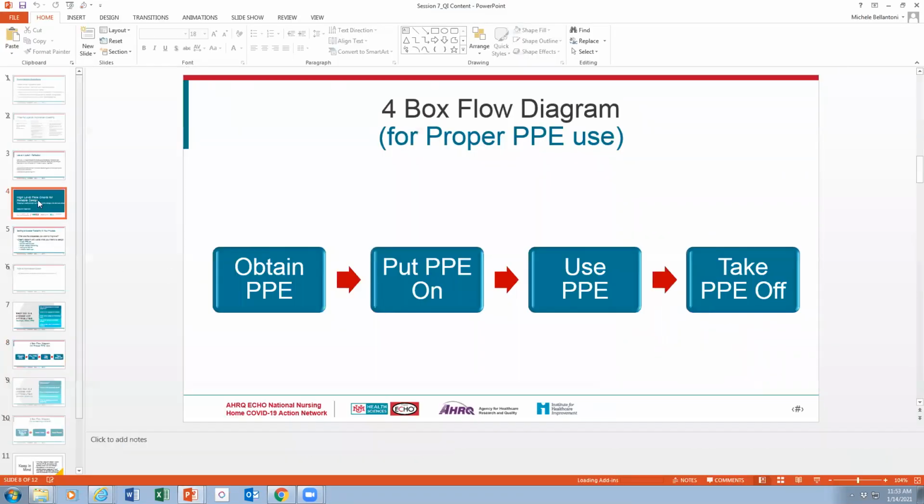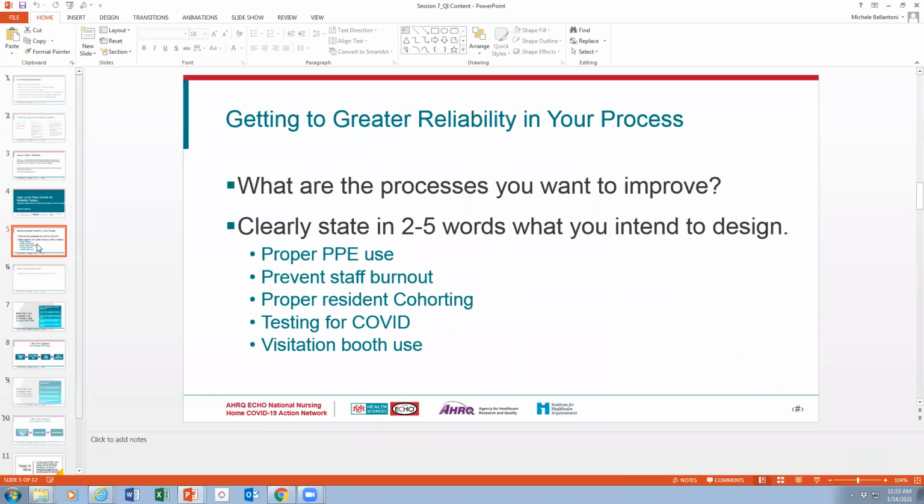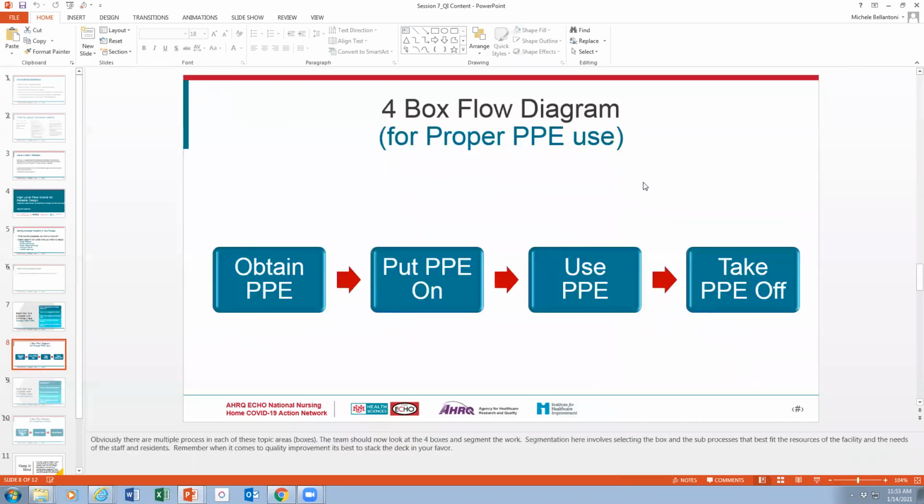All righty. So this is what I'm talking about, high-level flow charts, and these were the examples from COVID that I just mentioned. And here's a visual for the first one, obtaining PPE, where you just mark out the key steps in a visual way. And here's the proper PPE use, was where I left off with. And what are the key elements of a quality improvement project for proper PPE use?